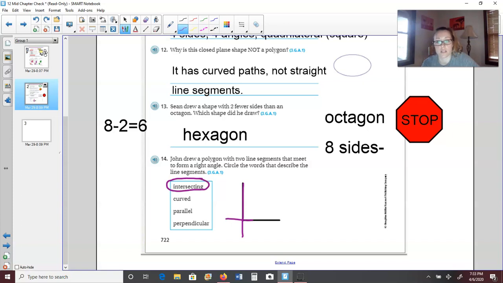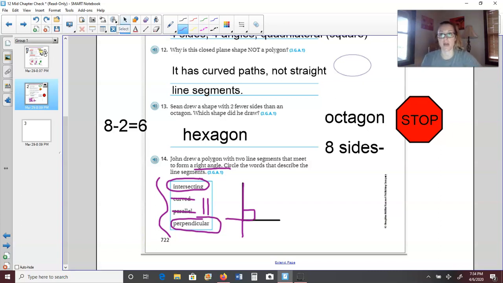So these are intersecting. Are they curved lines? No. Are they parallel lines? Think of the L's in parallel. No, because these lines do cross over. Are they perpendicular? Remember that fancy word? Perpendicular means the lines create a perfect right angle. So yes, these are perpendicular.